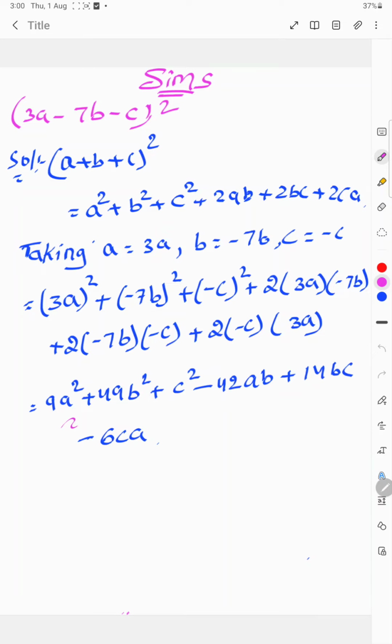So this is 9a square, because 3 square is 9, a square plus 7 square is 49b square plus c square minus 42ab plus 14bc plus minus 6ca.